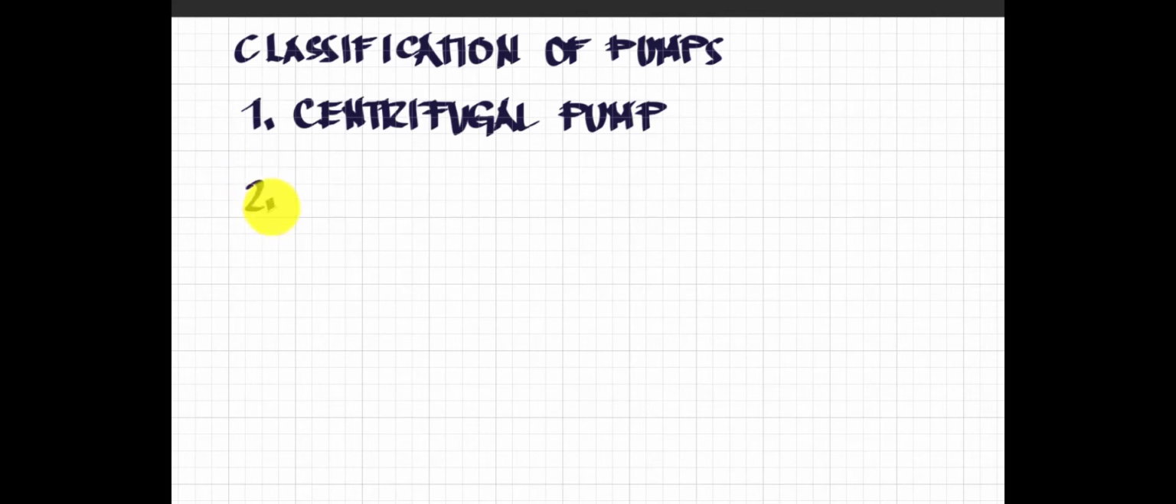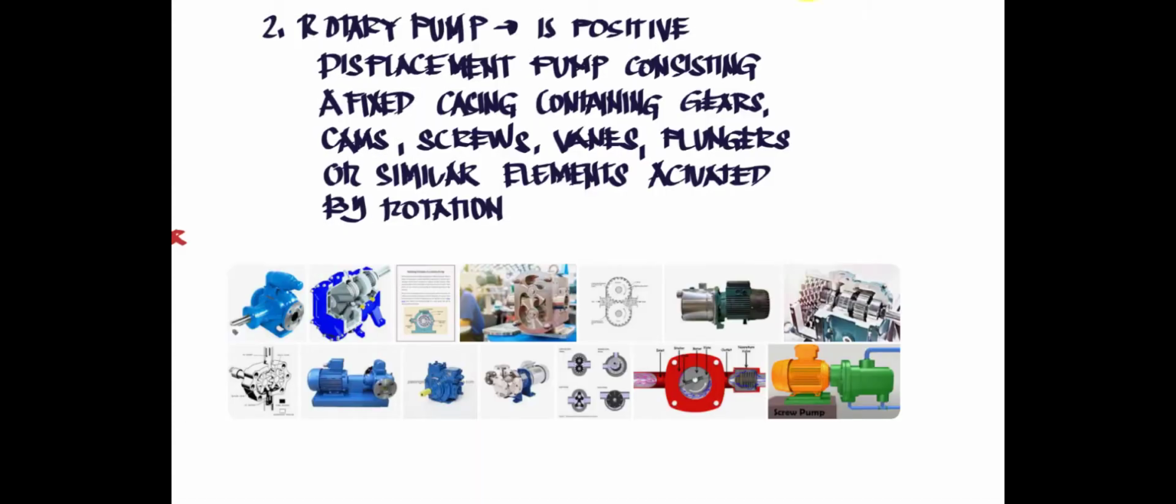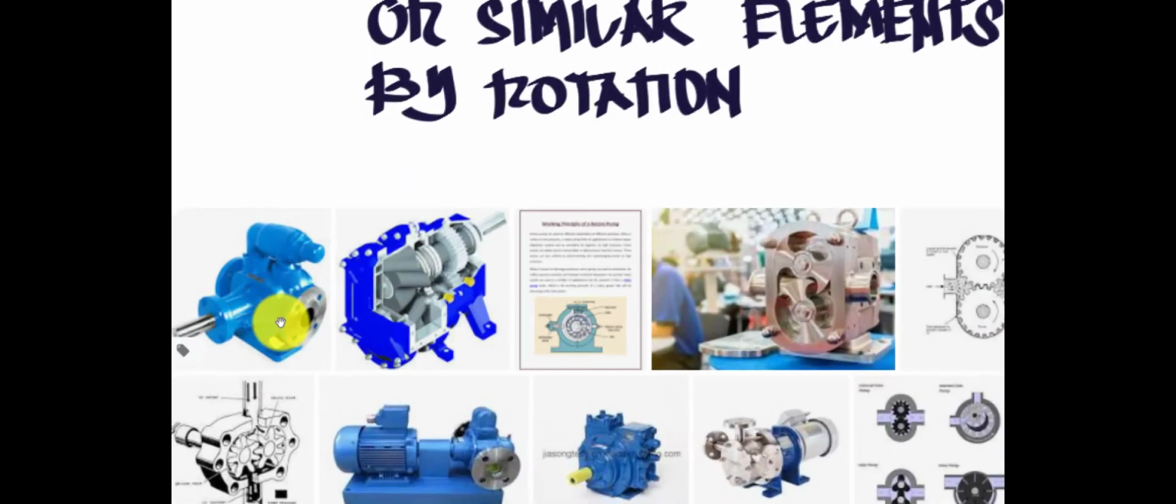Then we have your rotary pump. So this is a positive displacement pump consisting of fixed casing containing gears, pumps, screws, vanes, plungers, or similar elements activated by means of rotation. Now this is an example ng mga rotary pumps.